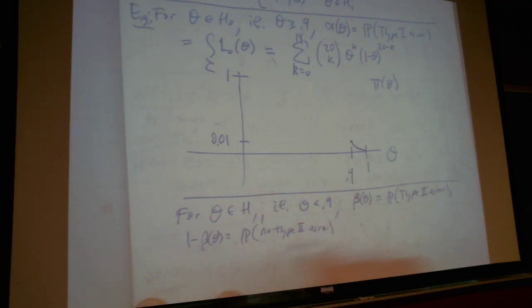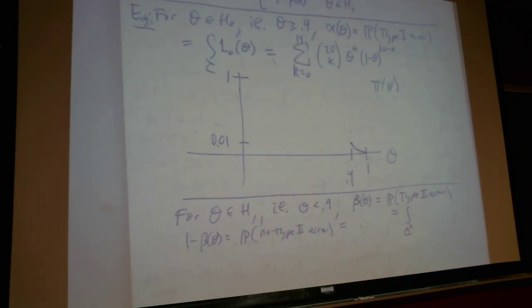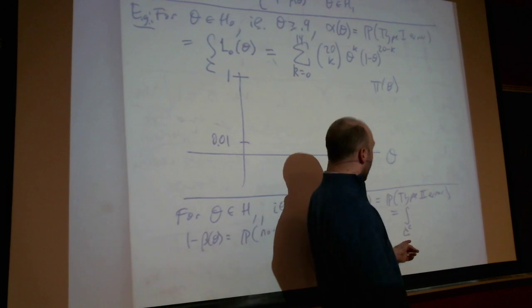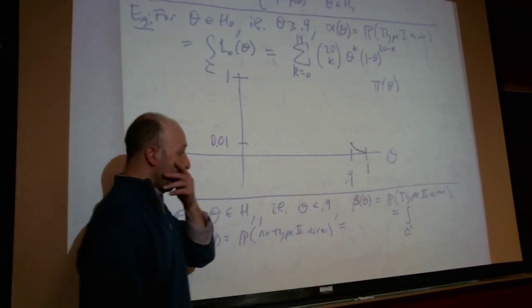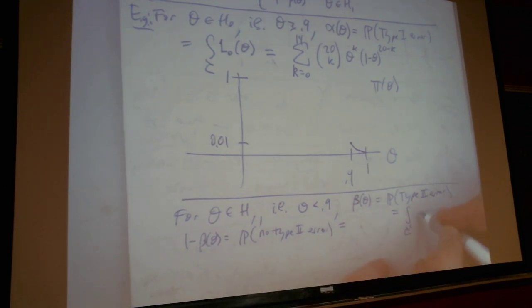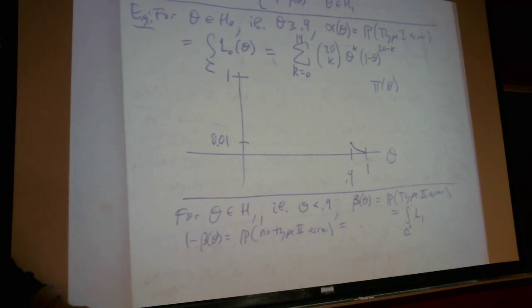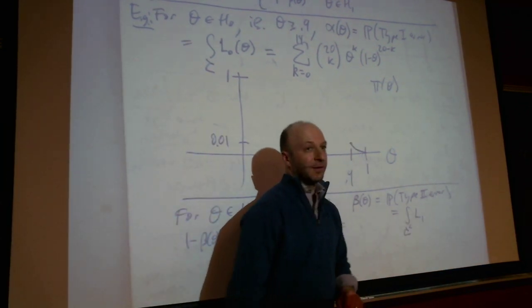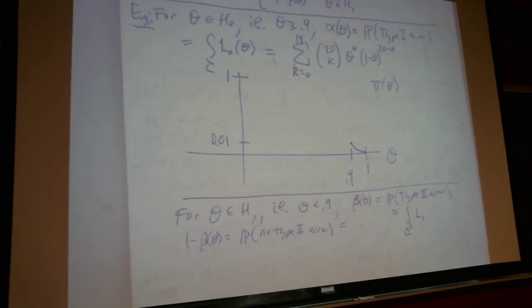Well, that's kind of a funny way of saying it. What I really mean is, so what was beta? It is the size of the type 2 error. That means the integral over the complement. The size of the type 2 error is the integral over the complement of the critical region, integrating the likelihood function of the alternative hypothesis in the region theta.